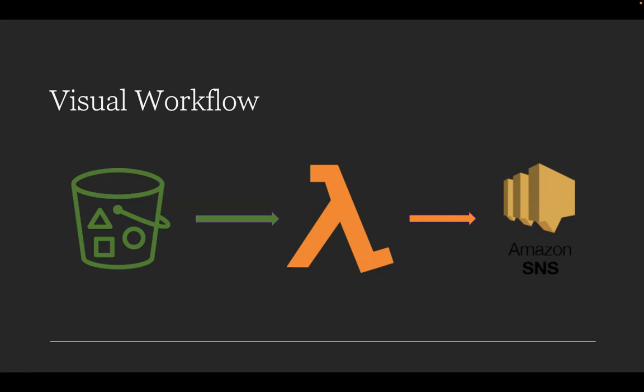So let me break it down from the beginning again. S3 is where we're going to be uploading our pictures. Then these pictures are going to trigger a function in AWS Lambda, and this function will be moving on to the last thing right here, Amazon SNS. So SNS is a subscription service.